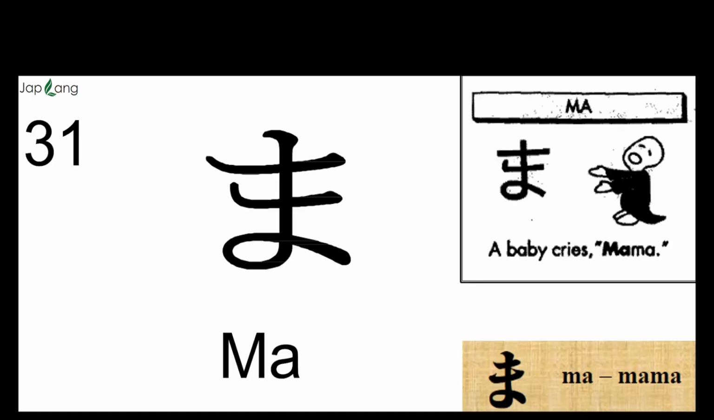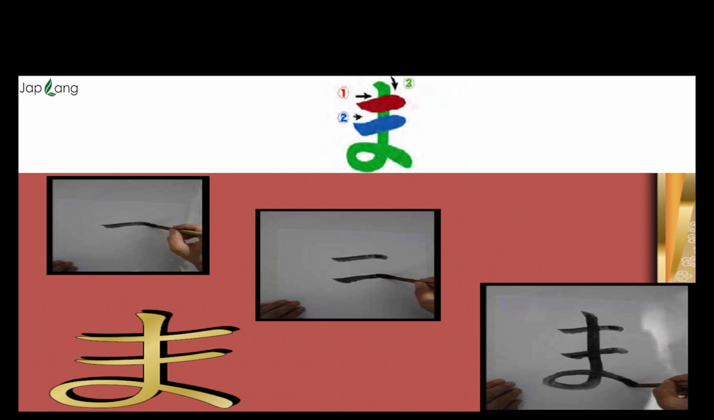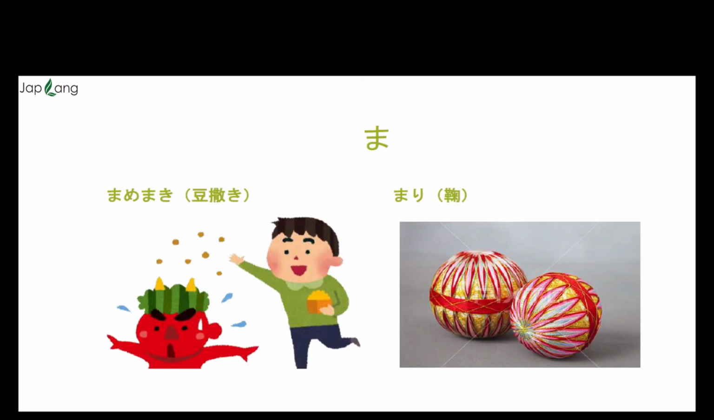So this is Ma. How do you write this Ma? A baby cries mama. You can see the picture given on the top right hand side, and the sound is Ma, Ma. You write like this. It has 3 strokes. First is in red, second is in blue, and third is in green color. You can pause the video and practice by hand on a sheet of paper. Ma as in Maki, or Mari.